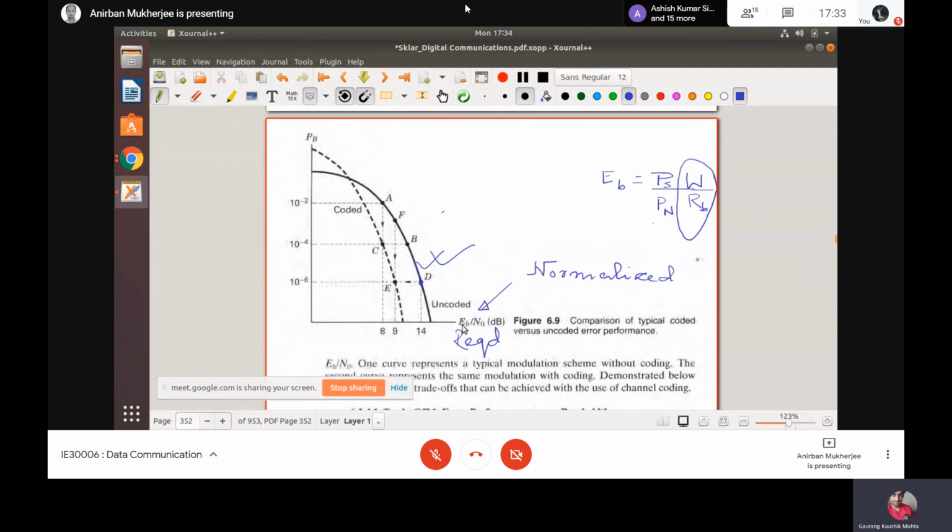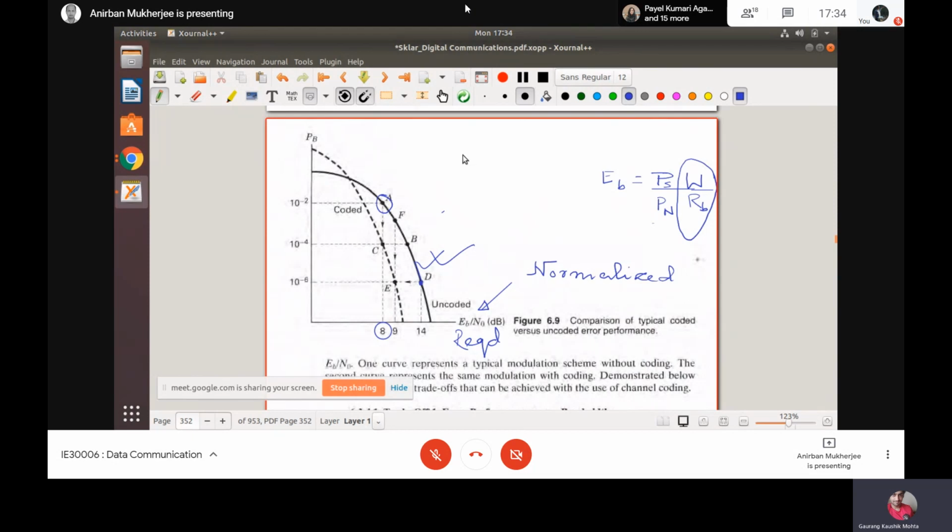Point A means somewhere here. So your probability of error is a little high, 10 to the power minus 2. That means in 1 Mbps data, with 10 to the power minus 2, that means 10 to the power 4, that means 10,000 bits are in error. Is it like this?